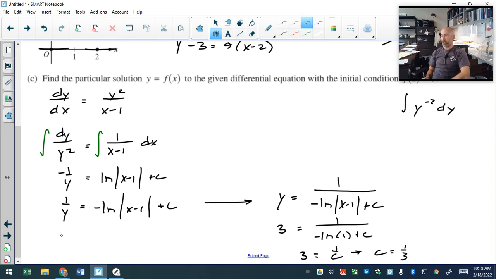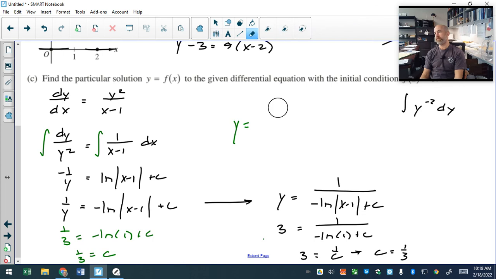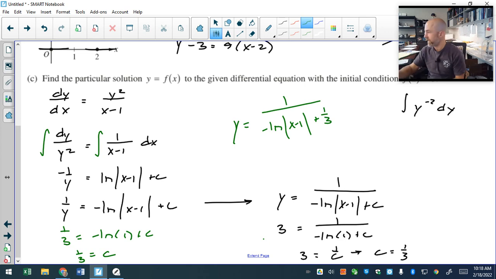Or if I plugged in here, is it 3, 2 or 2, 3? What did I plug in? 3, 2, 3. Okay, so I plug it in now. I have 1/3 equals negative natural log of 1 plus c. And this time I get c equals 1/3 again. Good. So it really doesn't matter what order you do it, as long as in the end, when you write your final solution, you have the same thing. So it's y equals 1 over negative natural log of x minus 1 plus 1/3. And I would leave it like that. That can be written in a little bit more aesthetically pleasing ways, but I just don't care.